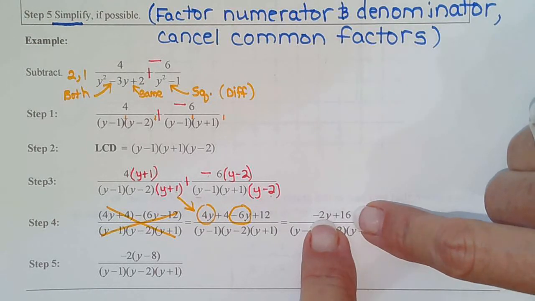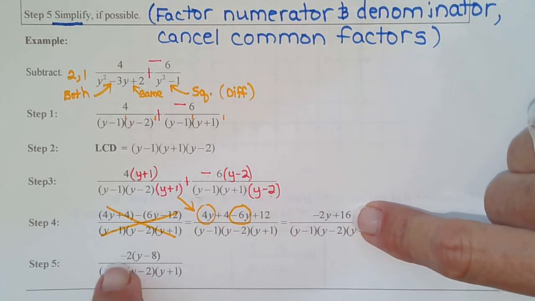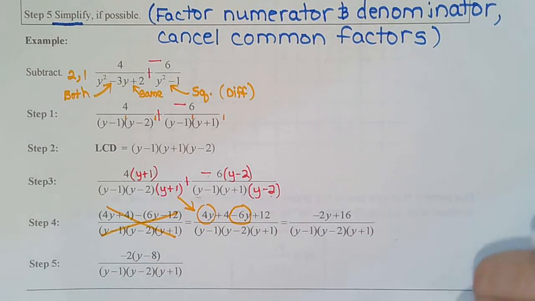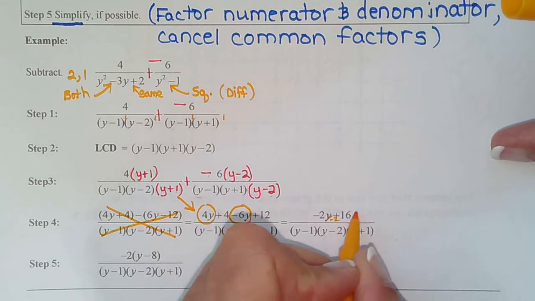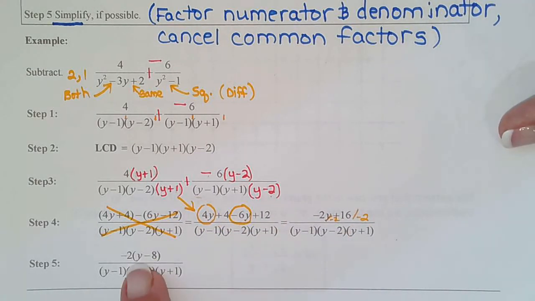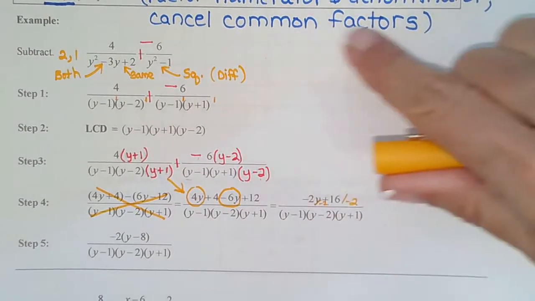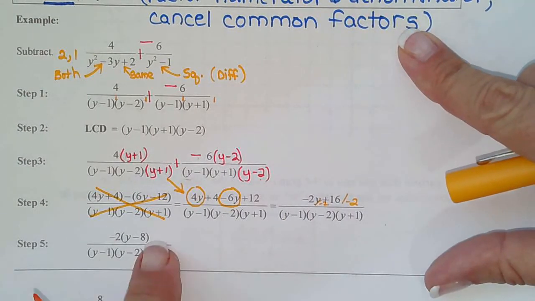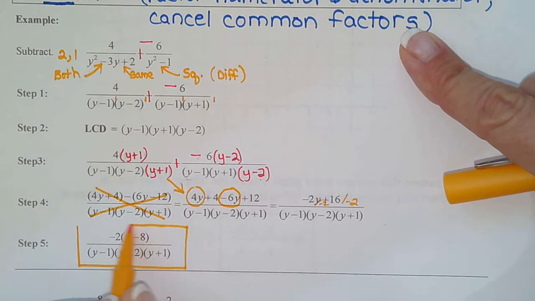I see 2's common, but because the leading coefficient's negative, I have to take out negative 2. And when I divide each of these by negative 2, negative 2 divided by negative 2 is positive 1y and negative 8. Then I look for common factors. Anything common? Nope. So that would be my answer.